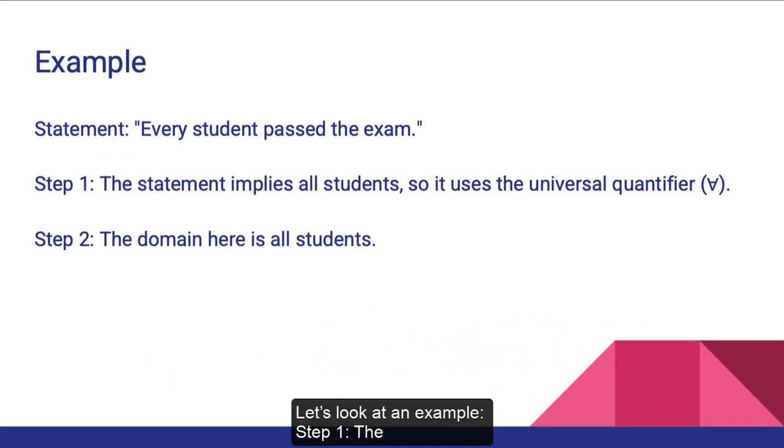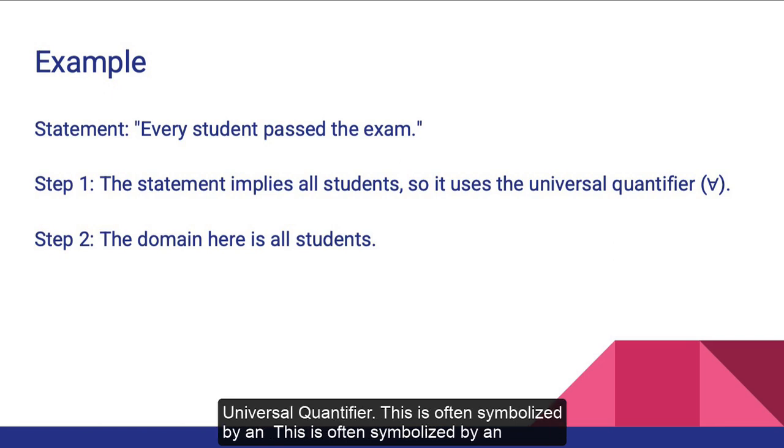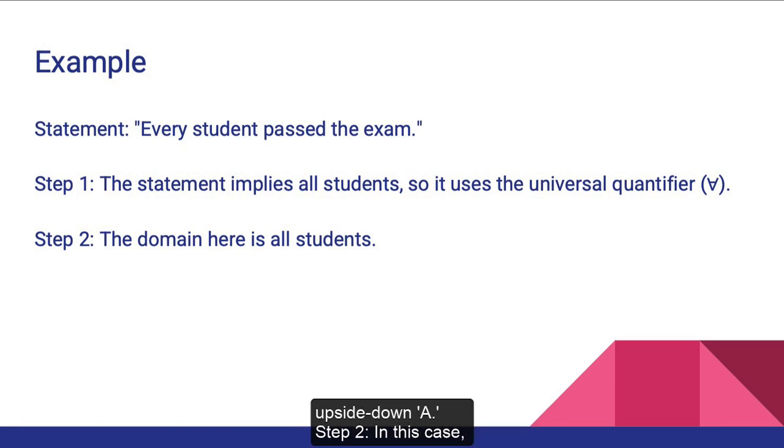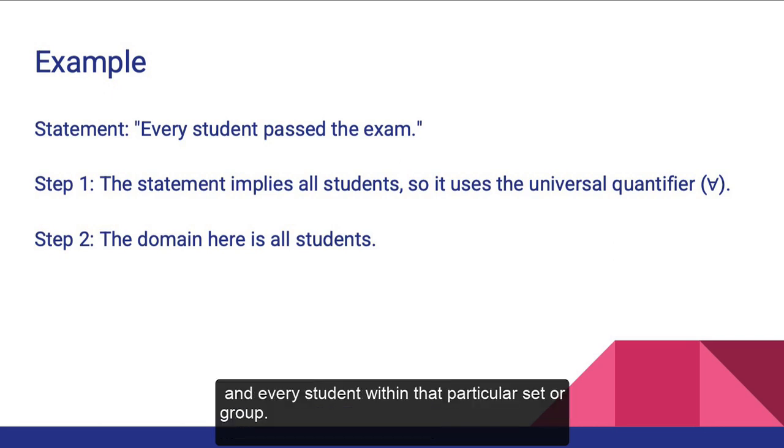Let's look at an example. Step 1. The statement is talking about every student, which indicates the use of the universal quantifier. This is often symbolized by an upside-down A. Step 2. In this case, the domain or set over which the quantifier is applied comprises all students. That means the statement is making a claim about each and every student within that particular set or group.